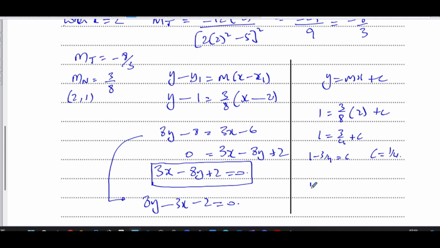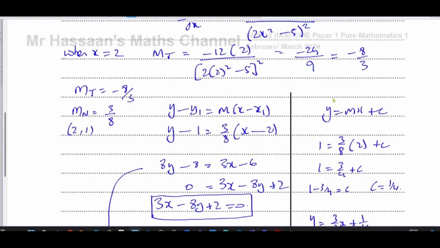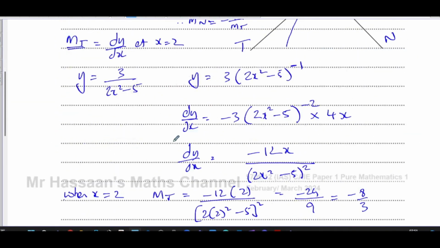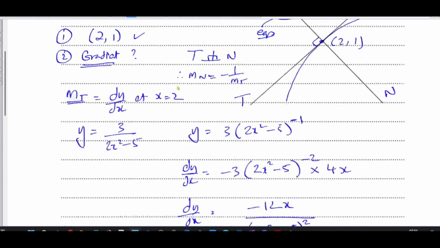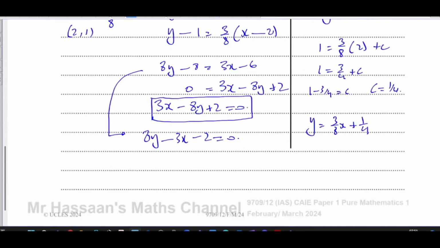So we end up with y equals mx plus c. Now m is 3 over 8, so 3 over 8x plus c, which is 1/4. And in the end, you can't leave it like this. This is the thing that many people might have done without reading the question carefully. A, b, and c must be integers, and it has to be in this form: ax plus by plus c equals 0. So it has to have 0 on the other side. So you have to multiply both sides by 8 to get rid of the fraction. So you have 8y equals 3 over 8 times 8 is 3, so 3x, and 1/4 times 8 is 2, plus 2.